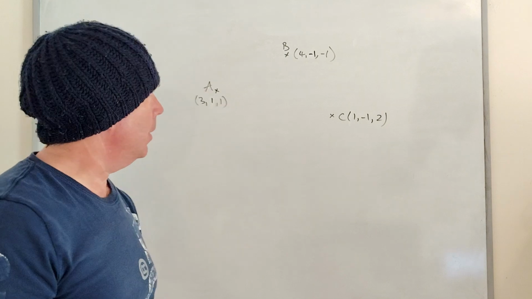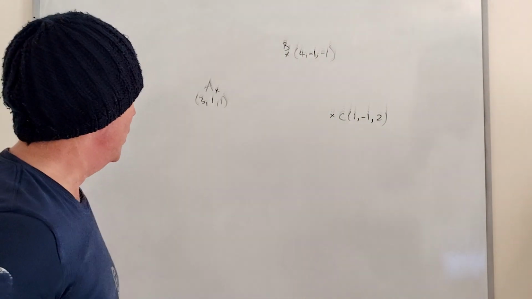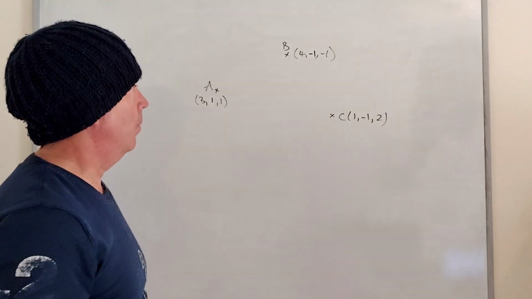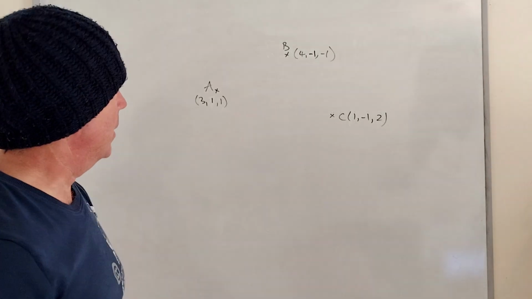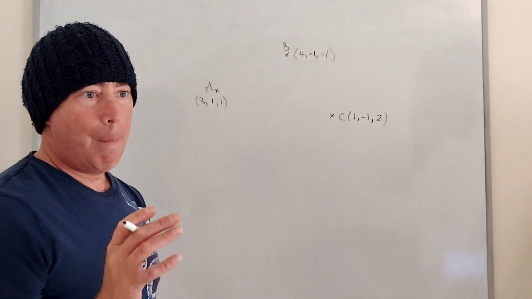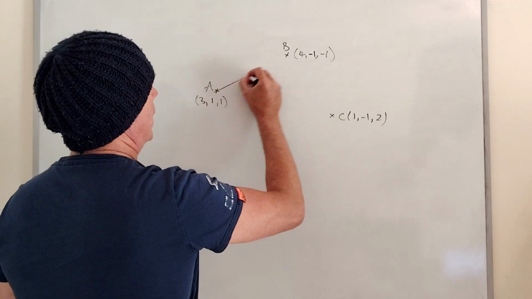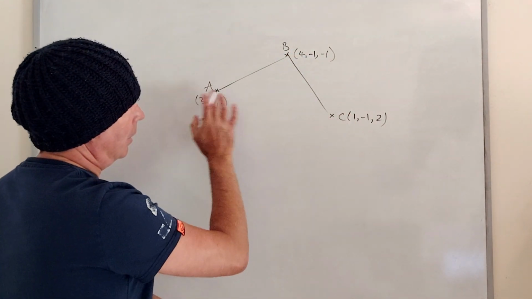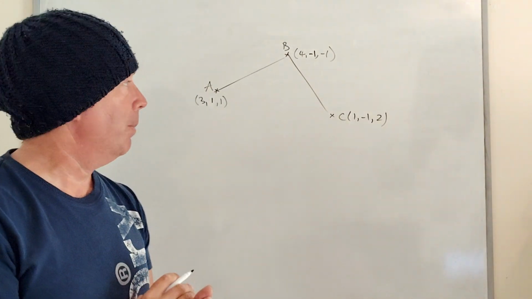Okay, so imagine if I had 3 points in 3D space, A, B, and C, with the coordinates (3, 1, 1), (4, -1, -1), and (1, -1, 2). I kept the numbers straightforward to make the maths a little easier. If we were asked to create a triangle from those points, I'm going to connect A and B and C, and obviously connect A and C as well to make that triangle closed, but I'm going to do that in a minute.